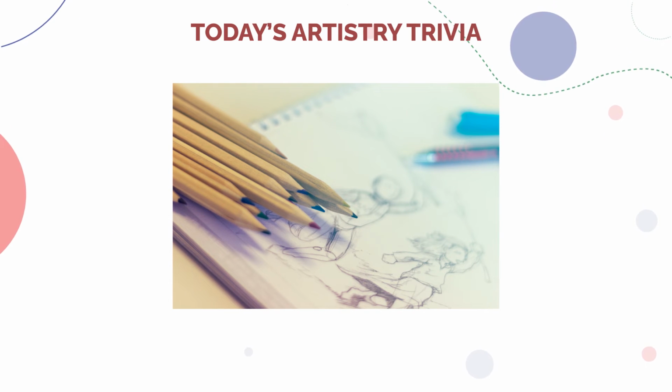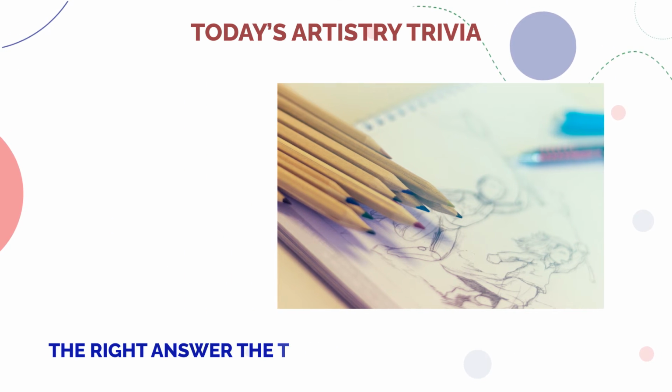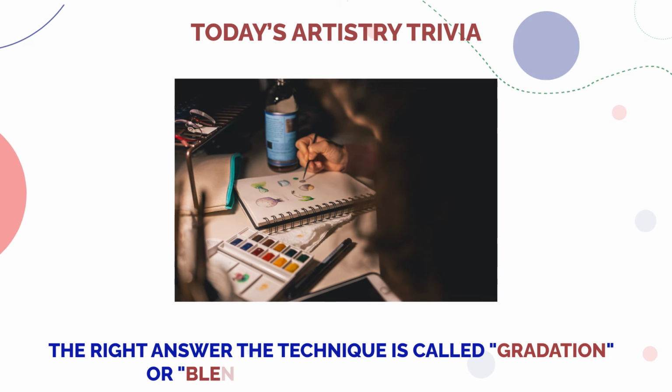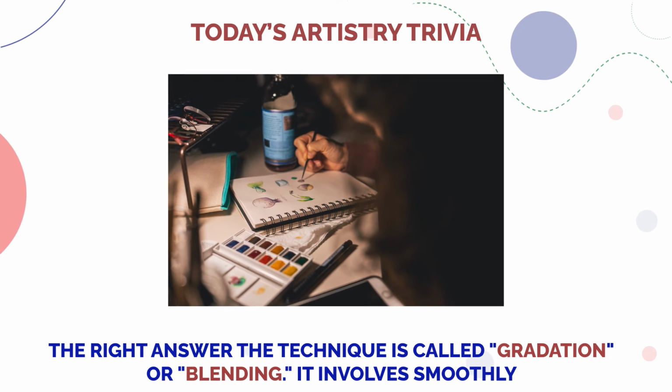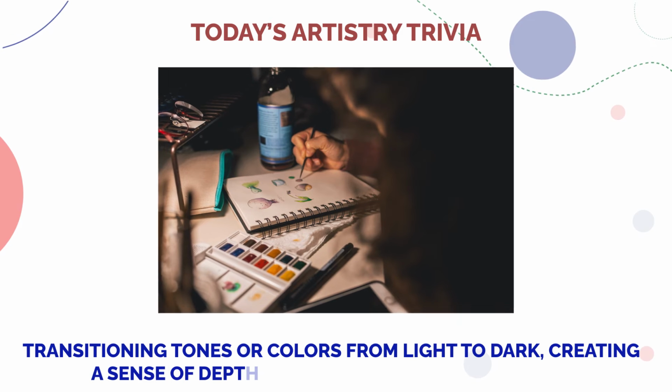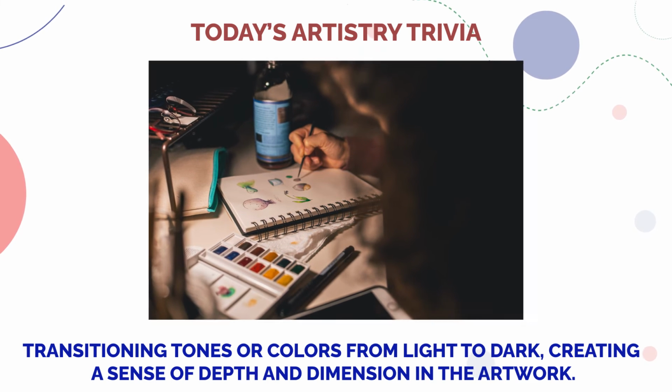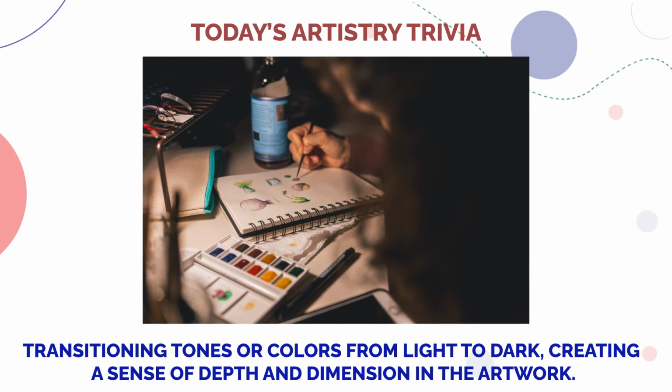Now, coming back to the artistry trivia question. The right answer, the technique, is called gradation or blending. It involves smoothly transitioning tones or colors from light to dark, creating a sense of depth and dimension in the artwork.